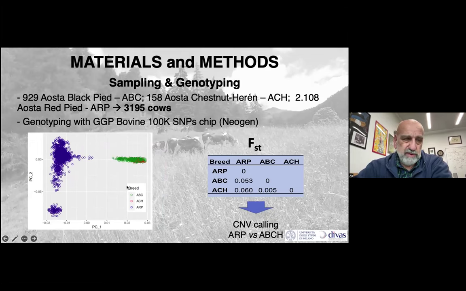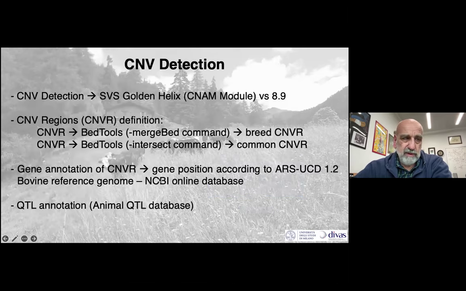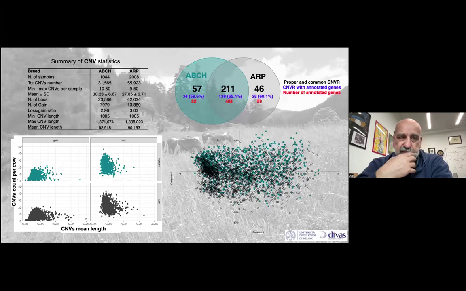You see in every study that we have done, also including Brown or Holstein, that there is a group of individuals, red pied, and another group of individuals. But if we start to use copy number variants to see if these breeds are different or not, we see another situation.